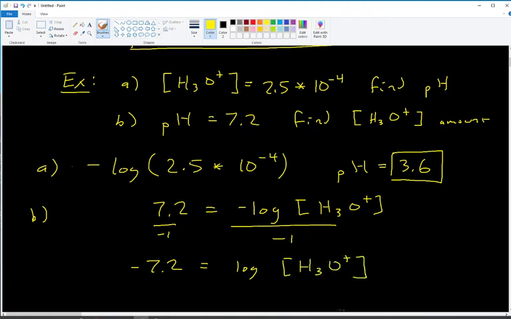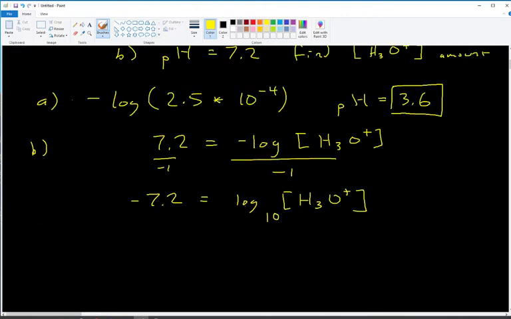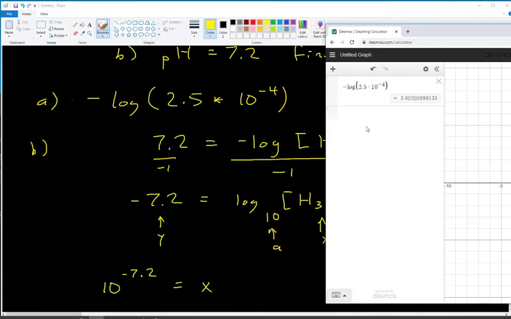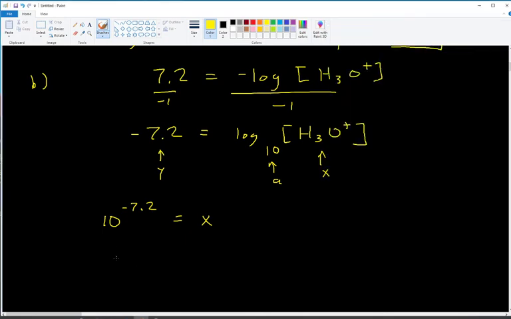And from what we said at the beginning, common log is actually log base 10. So I'm going to write the 10 in here because I'm going to convert this over from logarithmic form to exponential form. So the 10 is sort of our a, H3O plus is our x, and this negative 7.2 is our y. So we get a to the y equals x. So 10 to the negative 7.2 is x. Let's see if that turns into anything nice. So it gives us 6.3 times 10 to the negative 8.